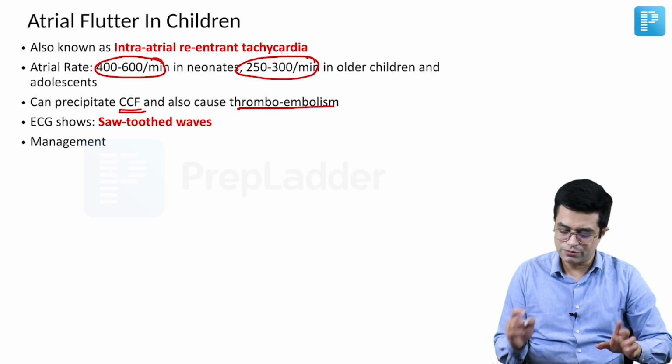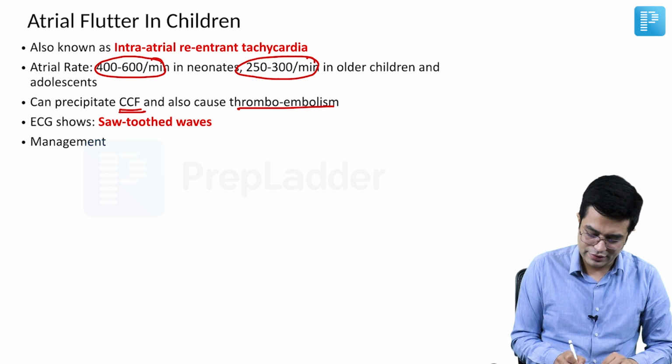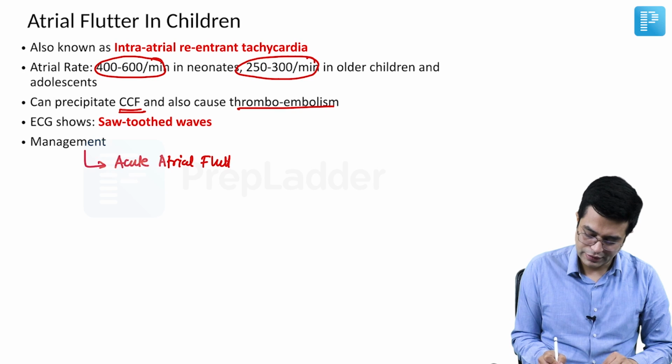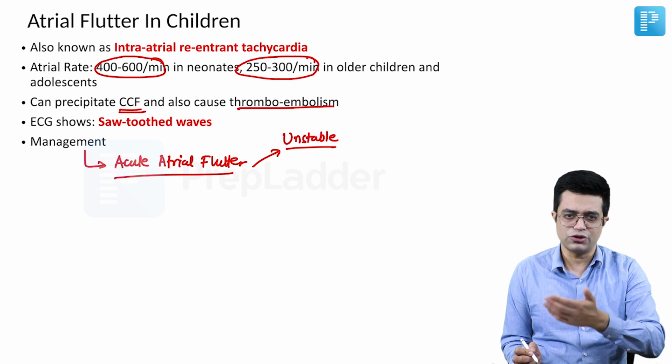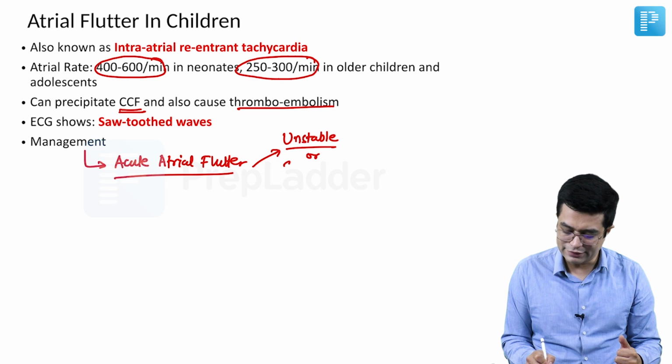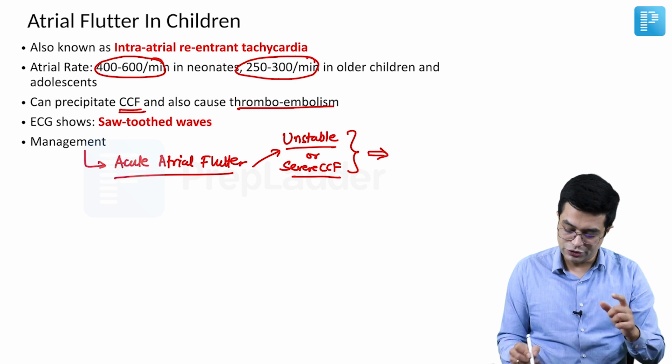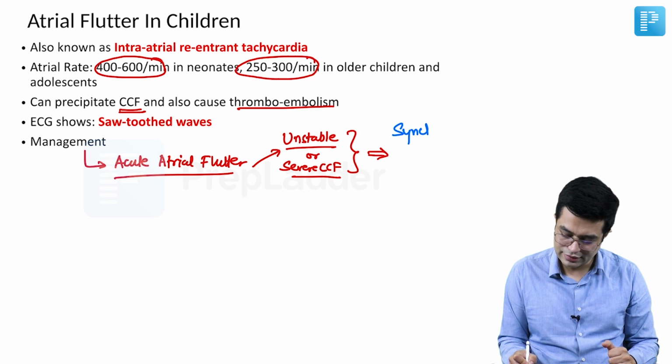What is the diagnosis? What is the management? See, in case the patient is having acute atrial flutter and the patient is either unstable, unstable patient being one where there is depressed consciousness or there is shock, etc., or the patient is having severe congestive cardiac failure, according to IAP protocol as well as all the guidelines and Nelson, you need to do immediate synchronized cardioversion in these patients.